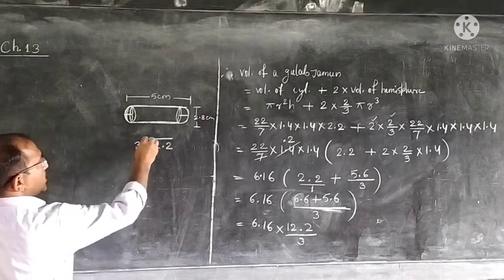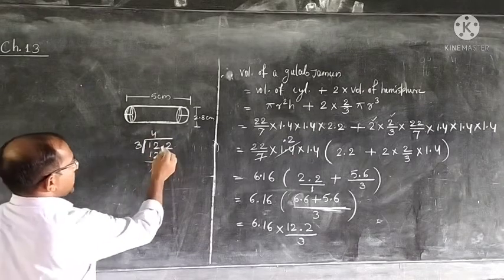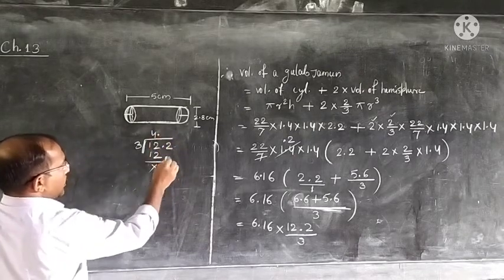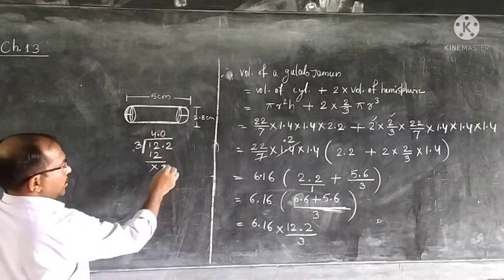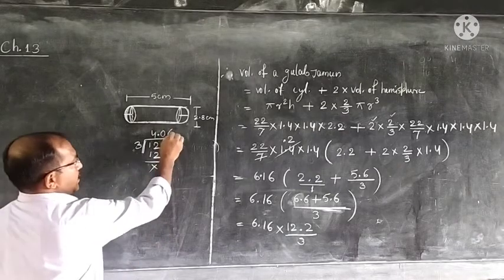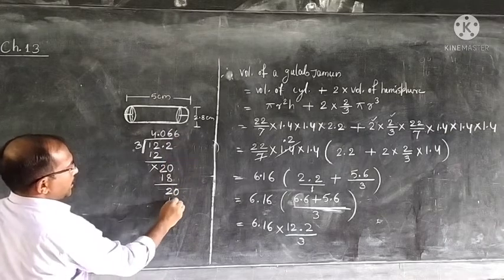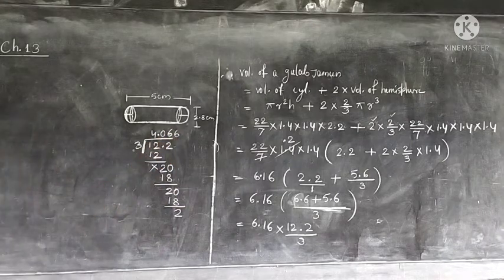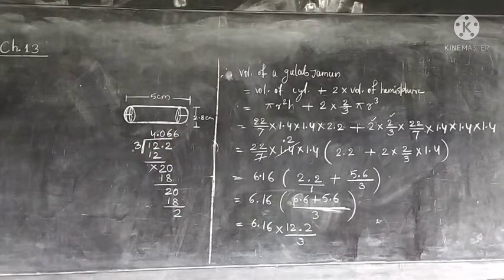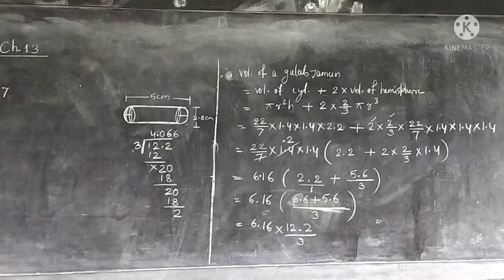12.2 divide by 3, 3 fours are 12, it is cancelled. Now, decimal digit we will use, point we take 2 now. Still we cannot divide 2 by 3, so we need to put 0. 3 6s are 18, 2, 0. Again it will go on coming, it is a non terminating decimal, you know about this. So, 0.666 coming, 6.16 into 4.0666. So, approximate value we will take 0.7.